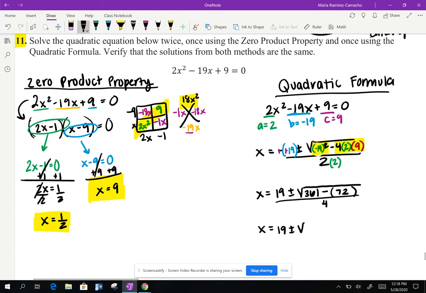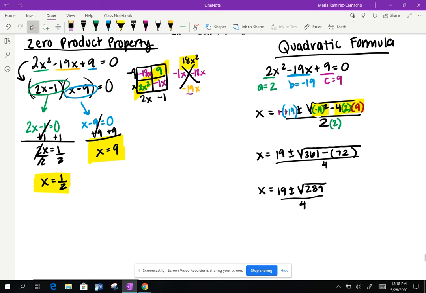And then we keep simplifying. 19 plus or minus the square root of 361 minus 72 is 289. And then the square root of 289 is 17. Okay, now I can split these up because of that plus minus. I'm going to have 19 plus 17 over 4 and 19 minus 17 over 4.